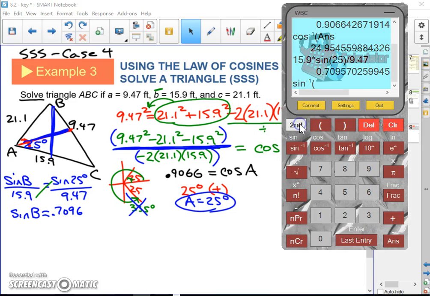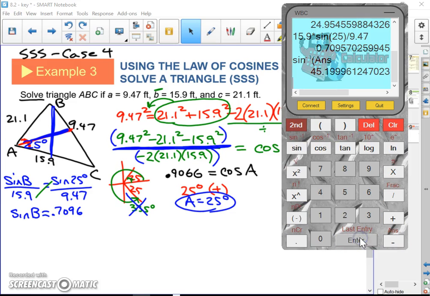We take the inverse sine of that number and get about 45.2. Angle B is going to be 45.2. Now keep in mind, we chose to find angle B because it was not the biggest angle. And so the fact that it's not the biggest angle means that we don't even have to look at that other angle. So don't even worry about finding that second angle. We're never going to have two triangles here when we do law of cosines.